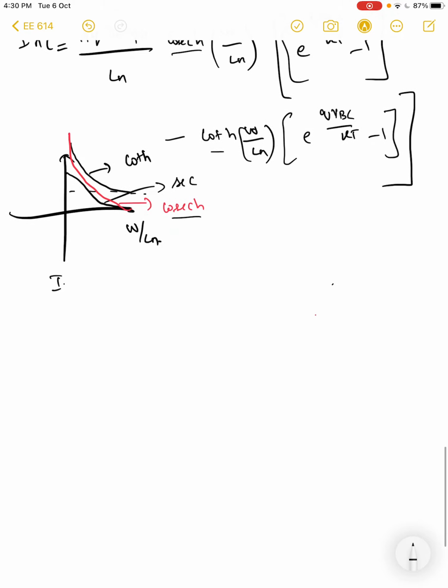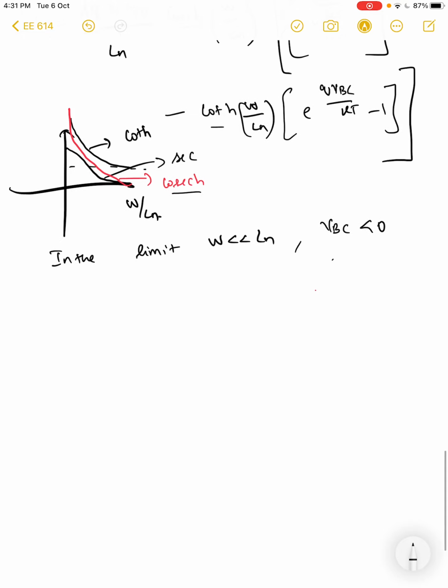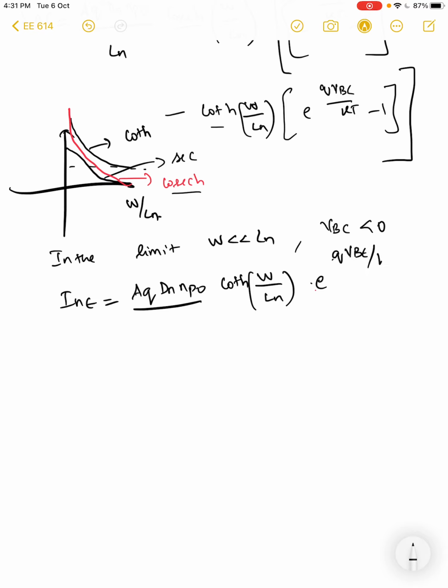that is, in the limit, width is much smaller than the diffusion length and VBC is negative, we have a strong reverse bias, we can actually write the collector or the emitter current to be AQDN NP naught cot H W by Ln into e power QVBE by KT, right?